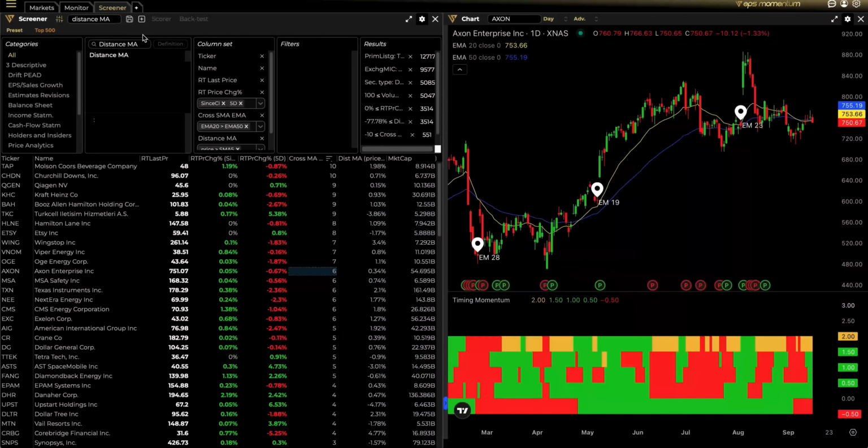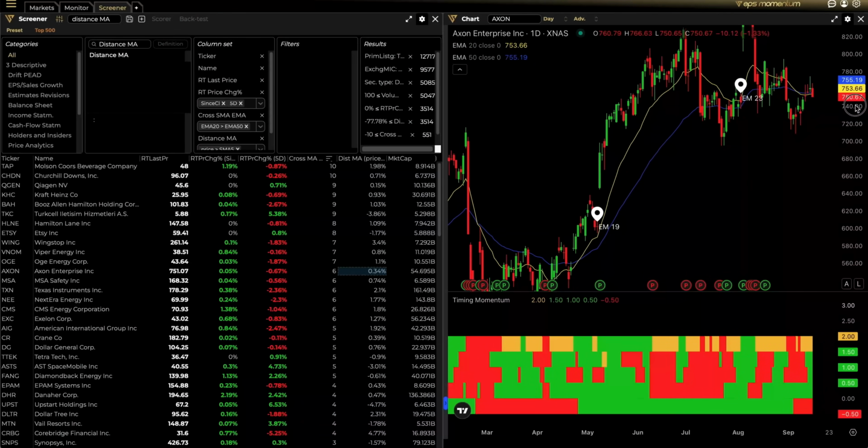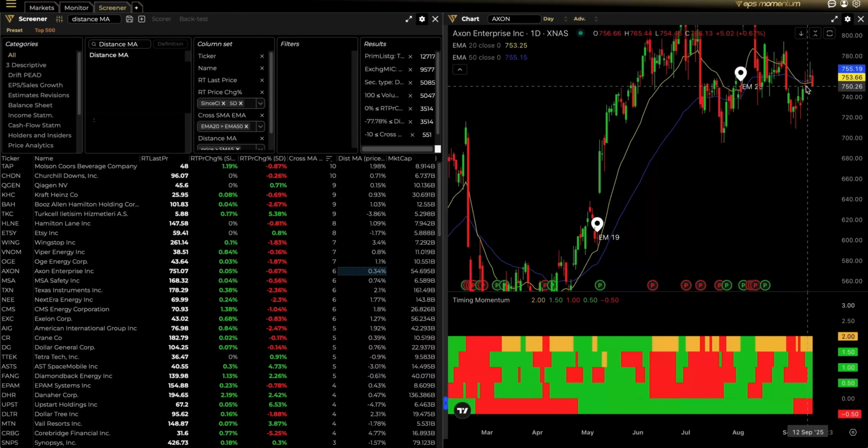Today, let's look at the distance to moving average feature in the screener. This column shows how far the stock price is from its moving average in percentage terms. For example, if the value is 0.34%, it means the price is just slightly below the exponential moving average and would need to rise only 0.34% to reach it.